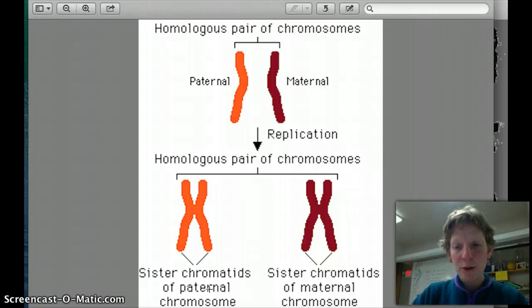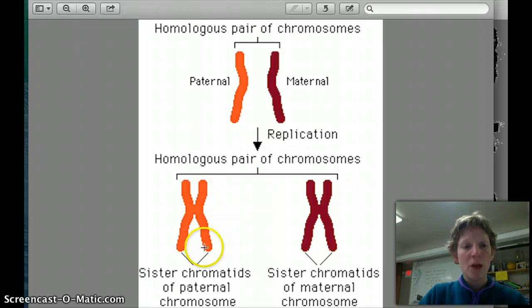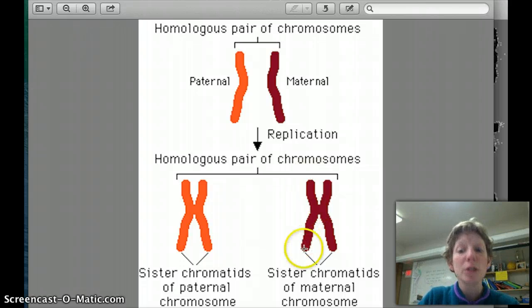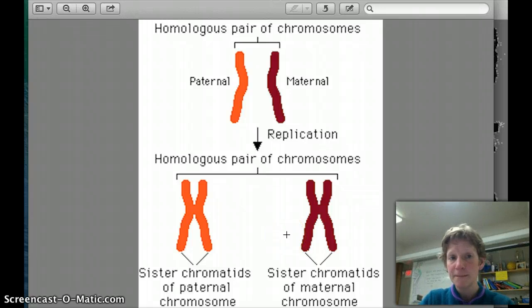Now the extra term that you need to know here is sister chromatids. After replication, when you have the original chromosome and then the replicated chromosome, those two in relation to each other are sister chromatids. It doesn't matter if it's from dad or mom, they are sister chromatids. Same thing for the maternal. You have the original chromosome and the copy chromosome, and in relation to each other, those are sister chromatids. You cannot have sister chromatids before replication. You only have sister chromatids after replication, because it talks specifically about the original chromosome and the copy chromosome.